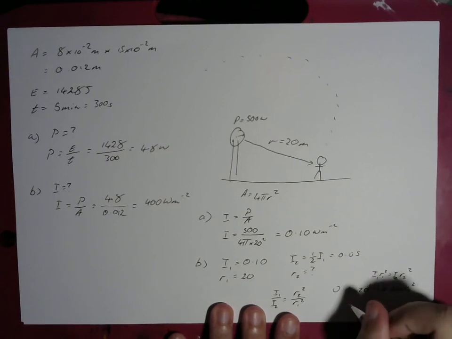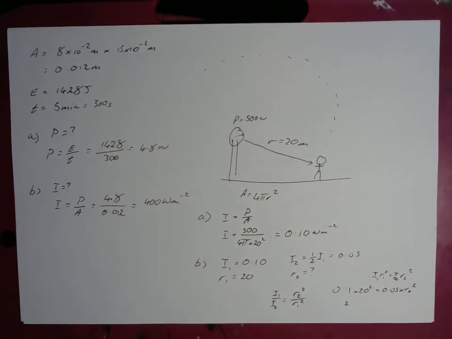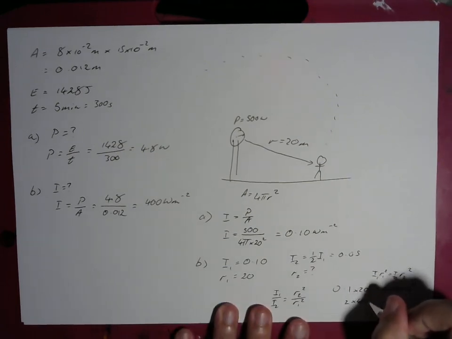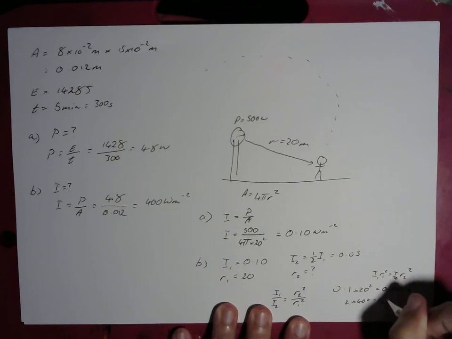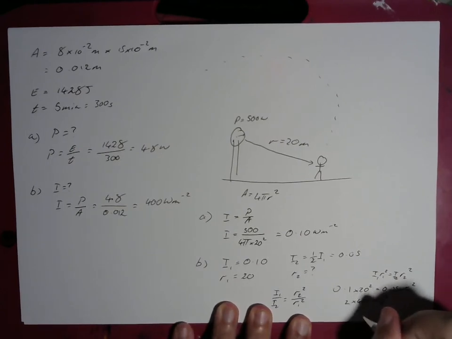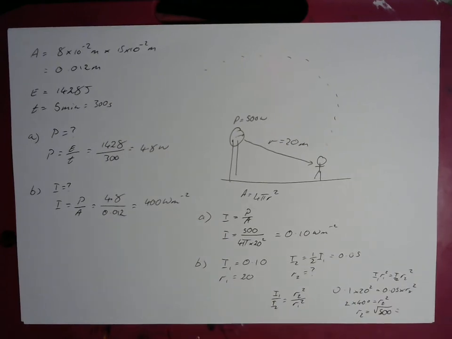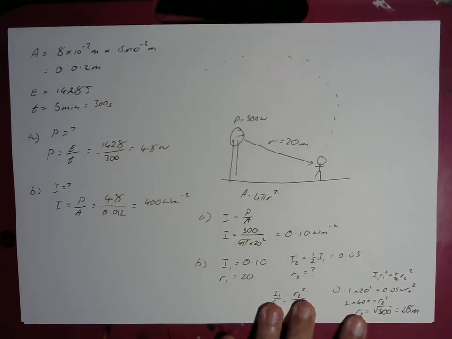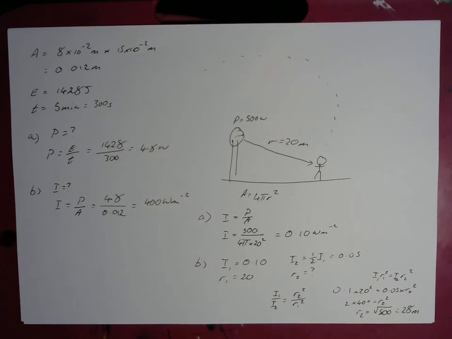So we can divide that over. 0.1 divided by 0.05 would equal 2. 20 squared should equal 400. So 2 times 400 equals R2 squared. So R2 will equal the square root of 800, which I believe, according to the calculator, is 28. Probably a bit of rounding there. Double check. Yep.